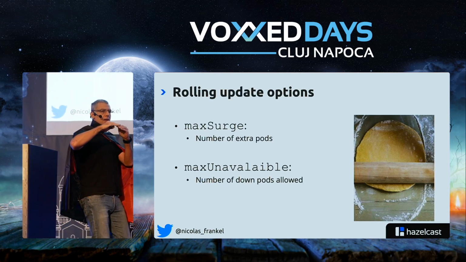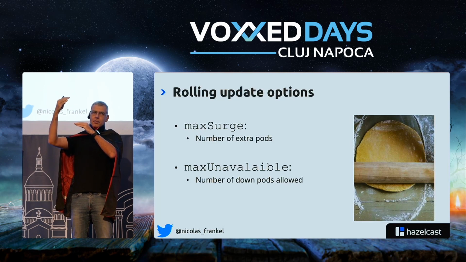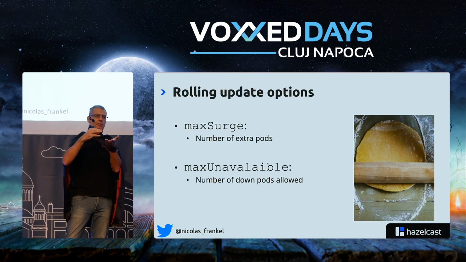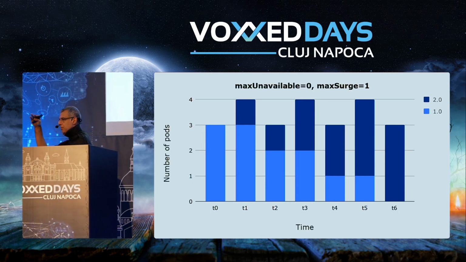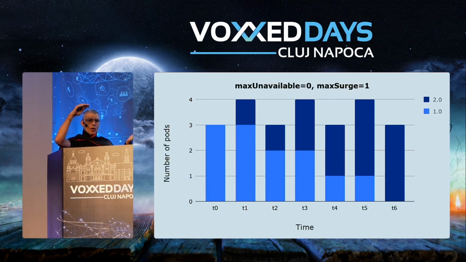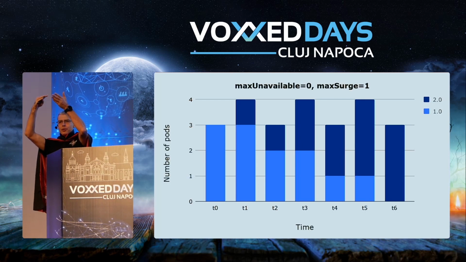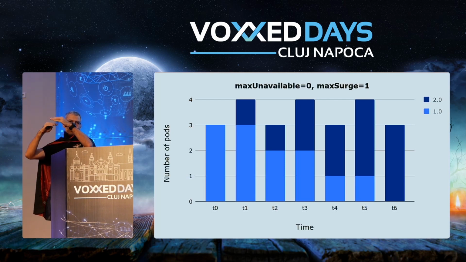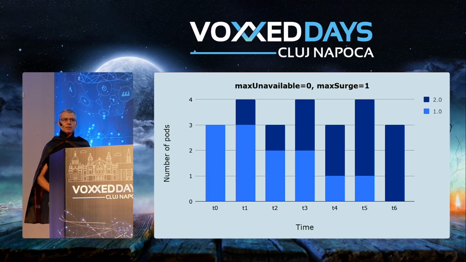So how many additional pods can you provide? And the max unavailable. So how many pods can you make unavailable? So here I have max unavailable 0, max surge 1. So basically what I will do, I will create a new pod, deploy the new version, and then I can bring the count down to 1 less, which will be one of the old pods with the old version. And then I do that until all of them have been replaced.